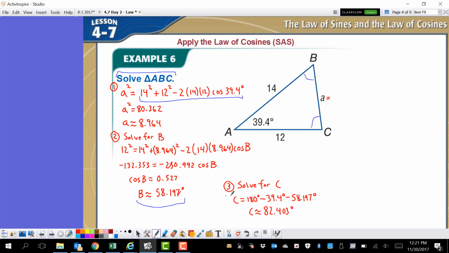Then the third step here, when I solve for angle C, is I take 180 minus 39.4 minus 58.197 to get that angle C is approximately 82.403 degrees. Again, I'm just using the property that the three angles of a triangle have to add up to 180. Pretty straightforward. The hardest part on this problem is honestly just making sure you're punching numbers in your calculator correctly. You just have to be careful with that.